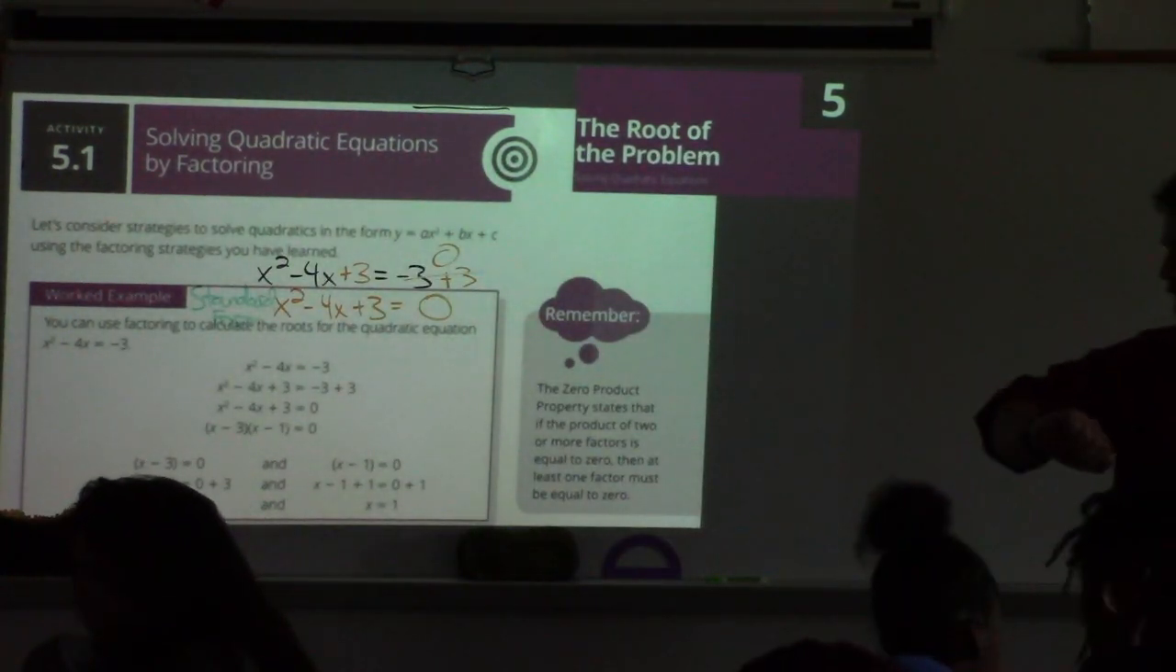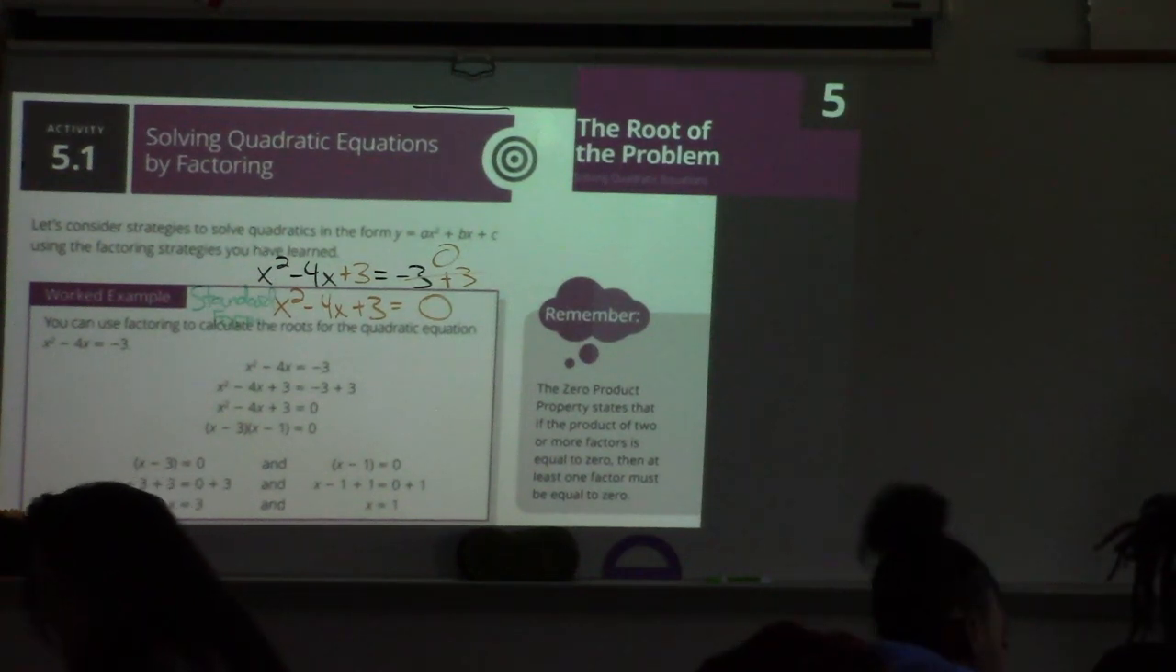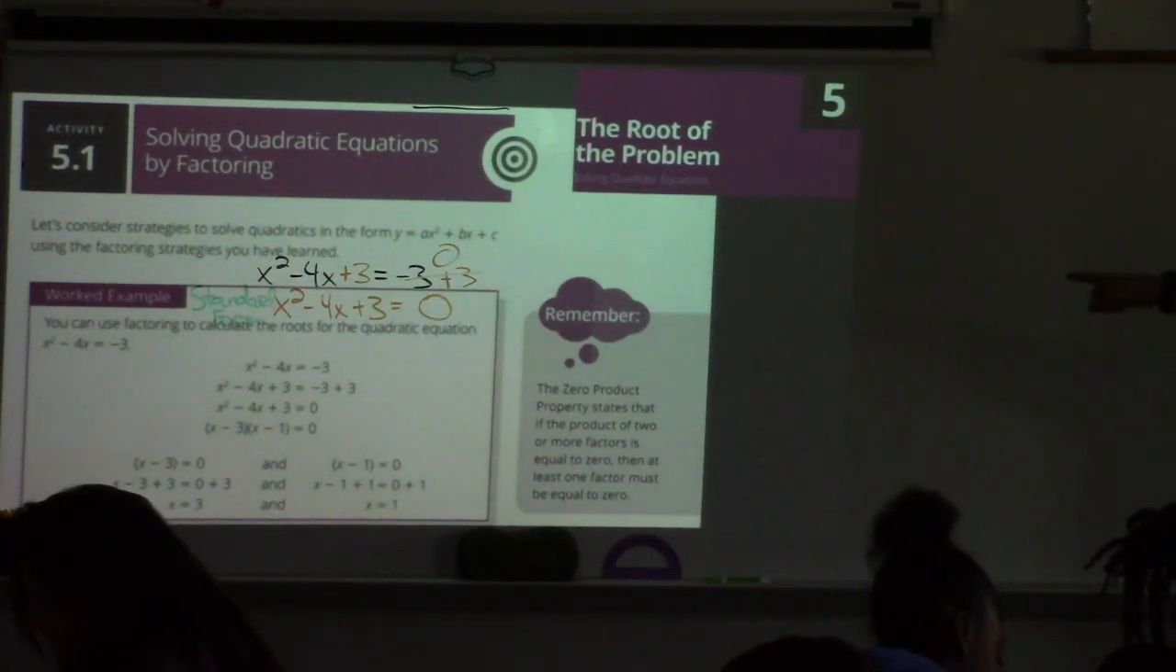Type in that equation, yep. X squared minus 4x plus 3. The orange equation right there.